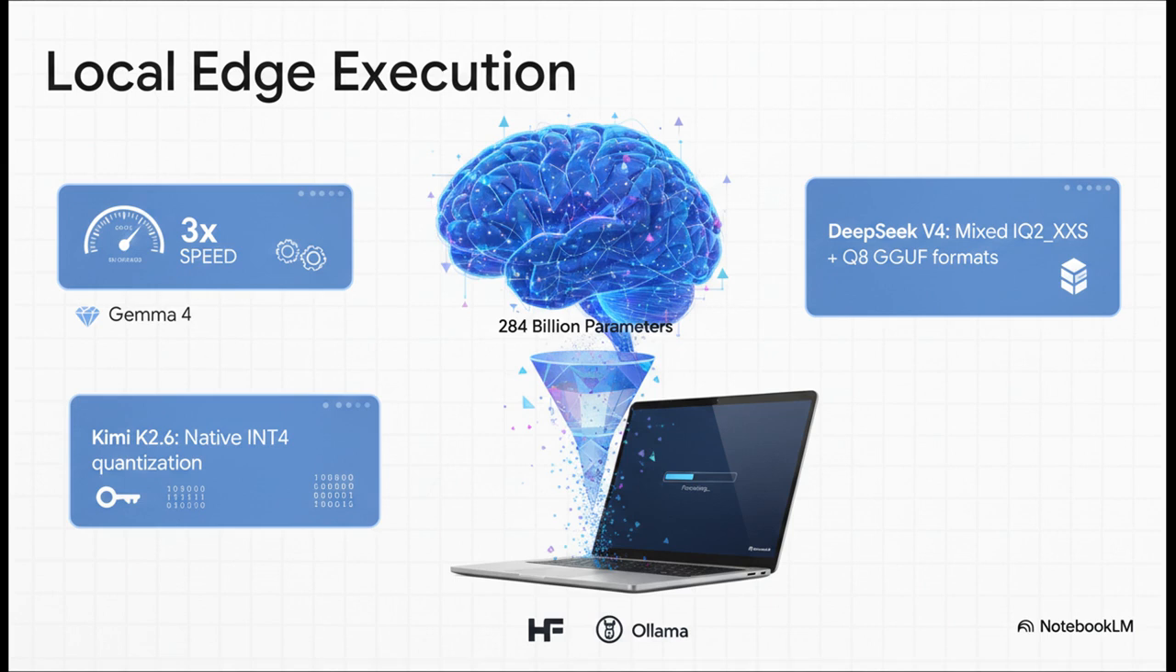And DeepSeek V4 Flash uses mixed quantization, compressing the bulk of its weights to these tiny IQ2_XXS sizes while keeping the important attention layers at Q8. It lets you squeeze a massive 284 billion parameter architecture directly into consumer hardware.